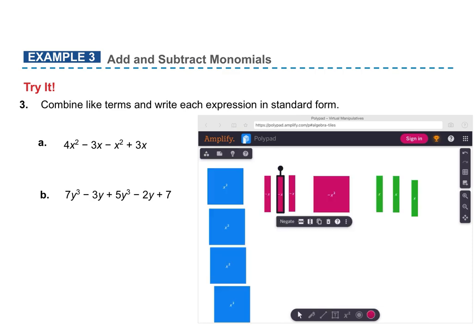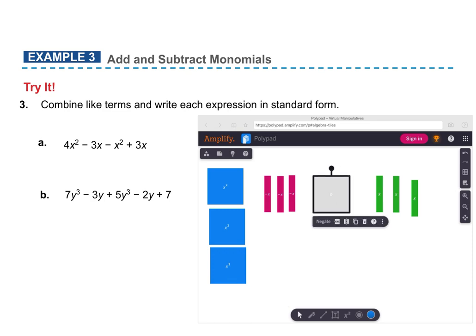So for here, we want to combine like terms and write our expression in standard form. I did already lay out my algebra tiles for example A. So I have 4 blue x squared squares, and then I have 3 negative x's, 1 negative x squared pink box, and 3 x rectangles. So to combine them, I need to combine all the squares together. Because I have a blue and a pink, they kind of just cancel each other out, and that turns into 0. So that means I only have 3 left.